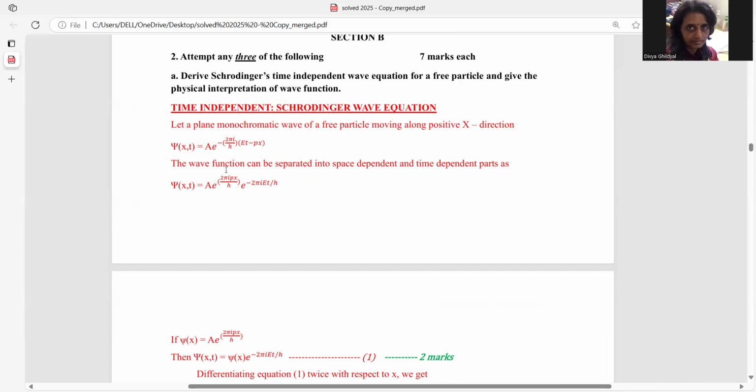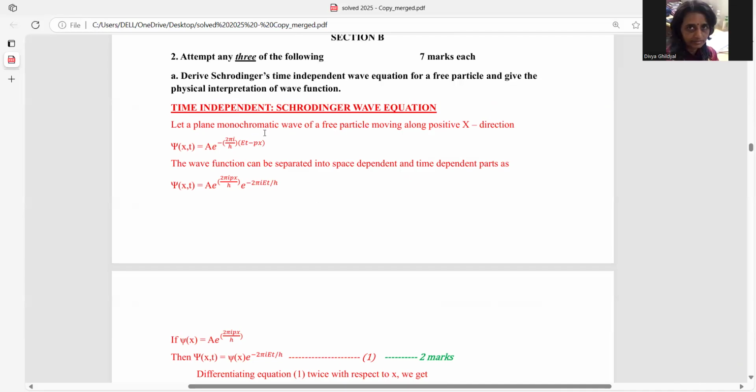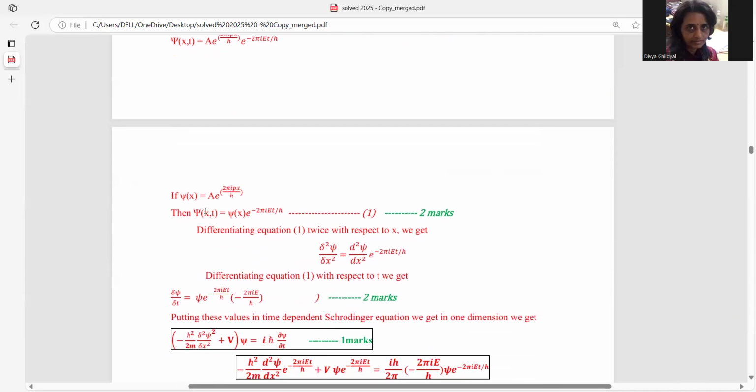And then you will break these coordinates into space and time. See, x and t. So the wave function has been written as a multiple of space-dependent coordinate and time-dependent coordinates. And now they are asking us the time-independent part. So we will take up the x coordinate. And for Schrodinger, we differentiate twice with respect to x and once with respect to time.